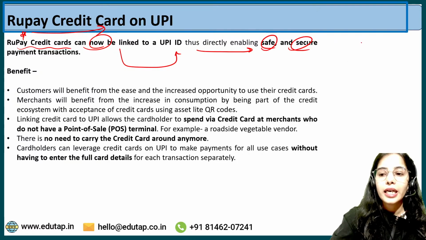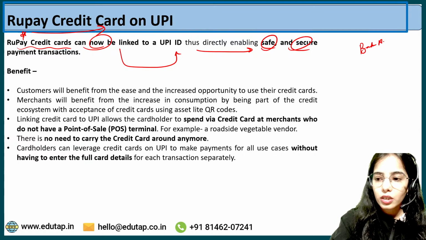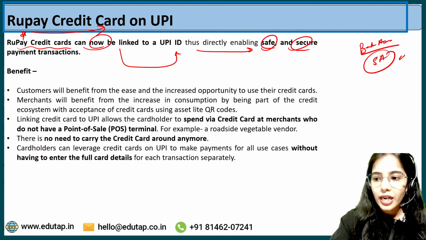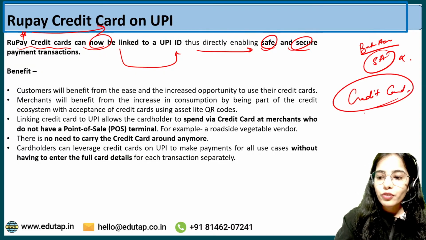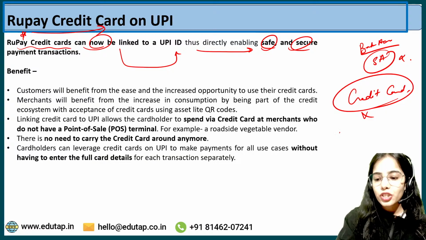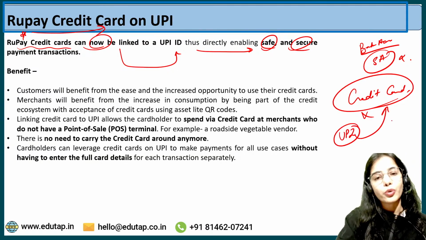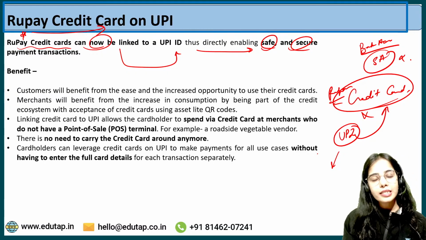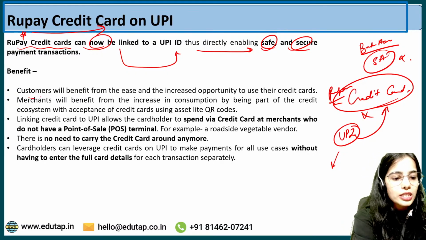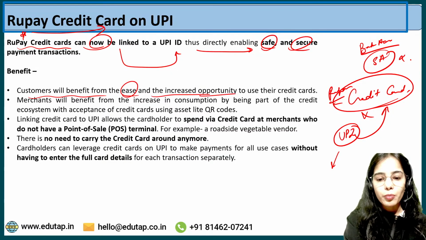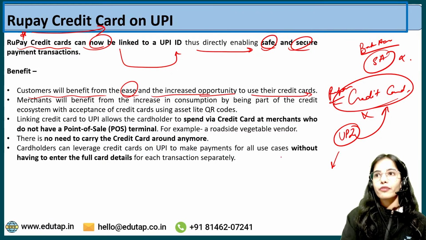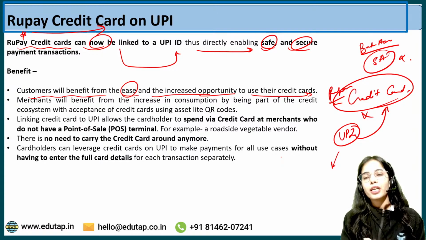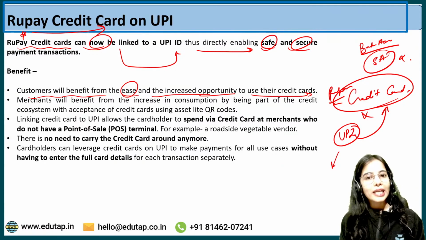through the credit card. Let's say that in your savings account you do not have the money, so you have to do the transactions through your credit card. Now you do not have to carry the credit card everywhere, you can just connect your UPI system through the RuPay credit card, and through the UPI system you can do the transactions till the limit of the UPI. So customers will benefit from the ease and the increased opportunity to use their credit cards without carrying them, because I tend to forget to take my cards anywhere, I only carry my mobile phone, so it will be very easy for me to do the transactions.